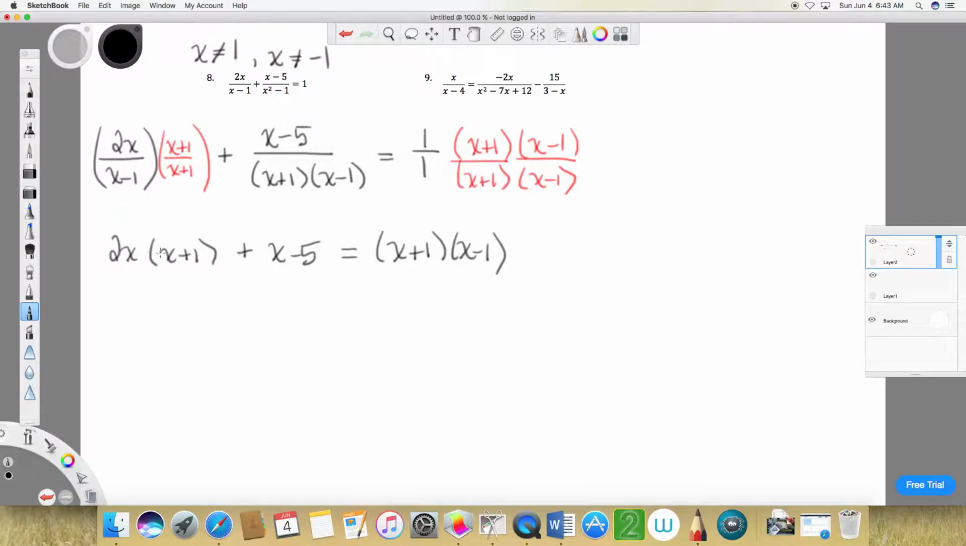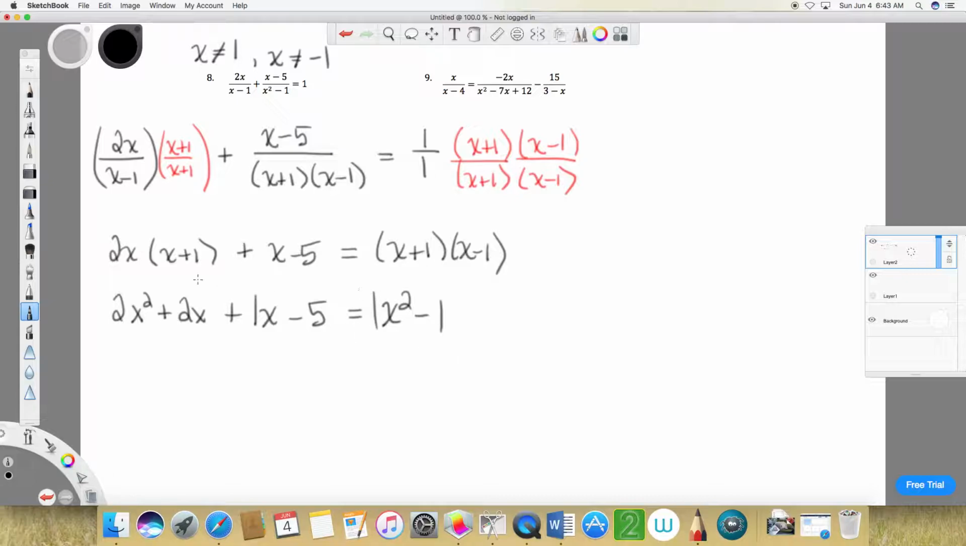All right, so now let's try to get this equation in standard form. It looks like it's a quadratic. Let's distribute this 2x to the binomial. We have 2x squared plus 2x plus an x. And when we multiply these together, we know that we'll get x squared minus 1.